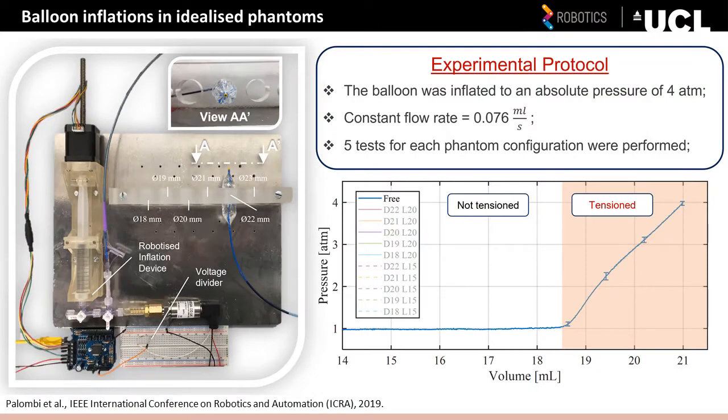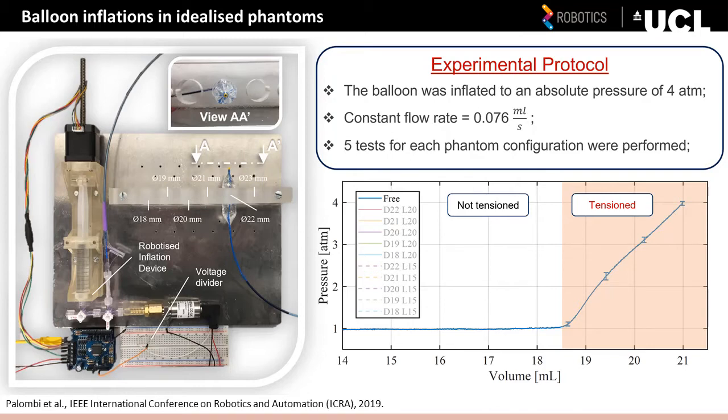The robotized syringe pump was used to inflate the balloon inside different idealized annular phantoms. These idealized annular phantoms were obtained by machining acrylic plates with different thicknesses. 6 different diameters from 18 to 23 mm were tested to take into account typical balloon annulus sizing ratios. 2 lengths, in this case 15 and 20 mm, delimiting reported annular length variability in adult human aortic valves, were considered.